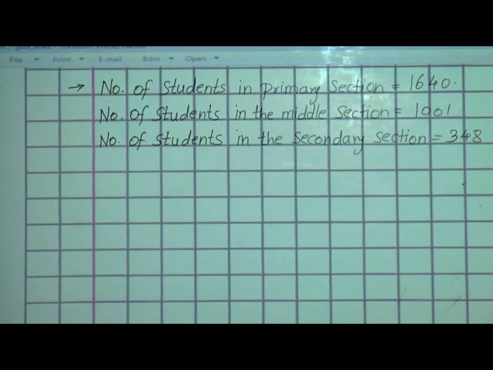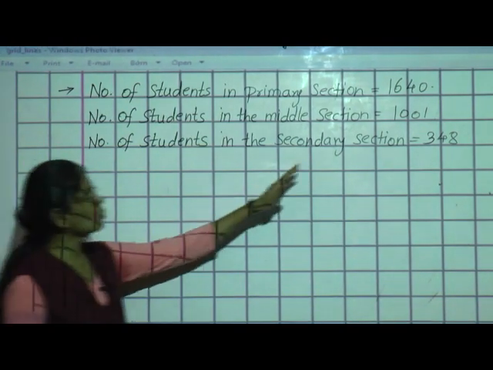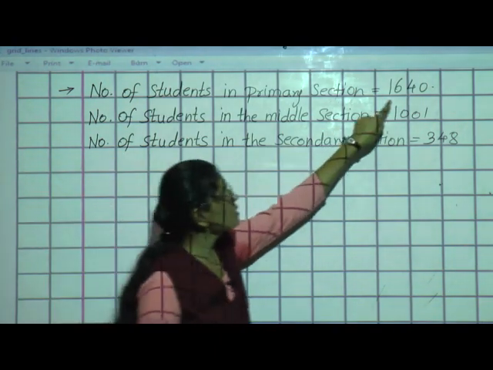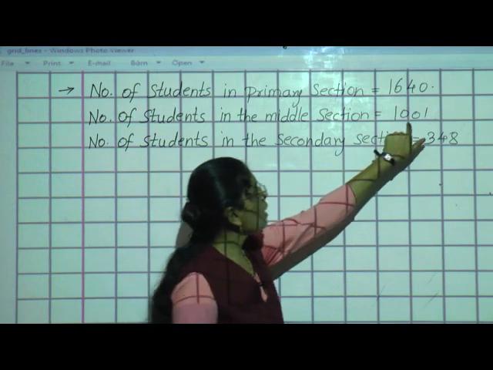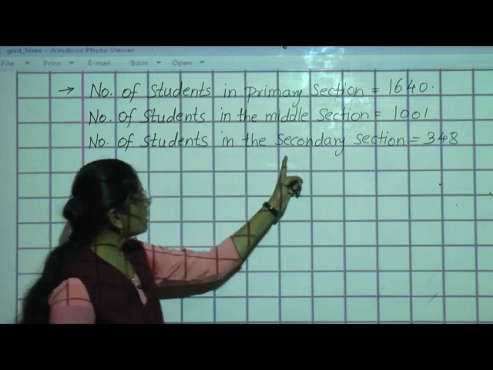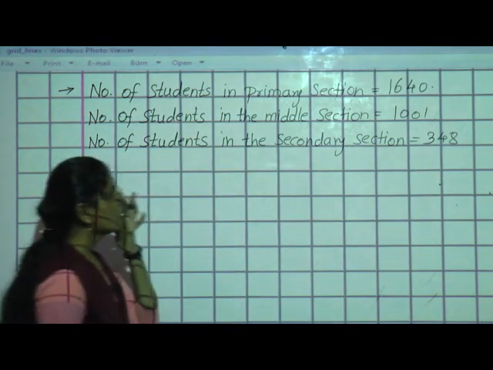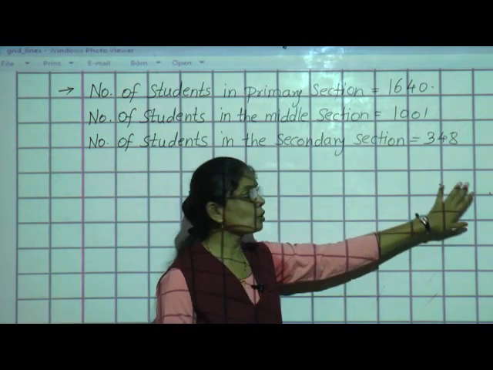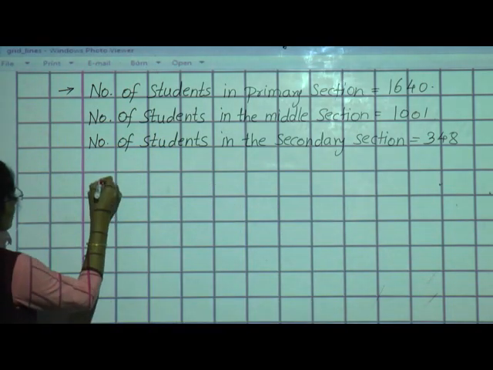How many students study in the school? So what do we have to do here? We have to add these three numbers. In the primary section, there are 1640 students. In the middle section, there are 1001 students. And in the secondary section, there are 348 students. So when we add these three numbers together, we will get the total number of students who study in the school. So we will do the addition.